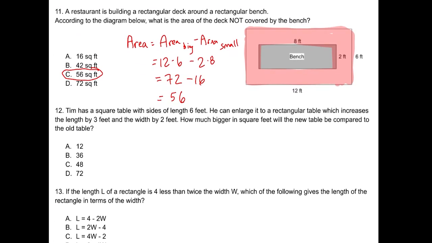Number 12 says Tim has a square table. So let me go ahead and sketch this out. Square table with side length of 6 feet. That is an awful square. Let me try that again. It's not much better, but we'll just label it. So it's a 6 by 6 table.